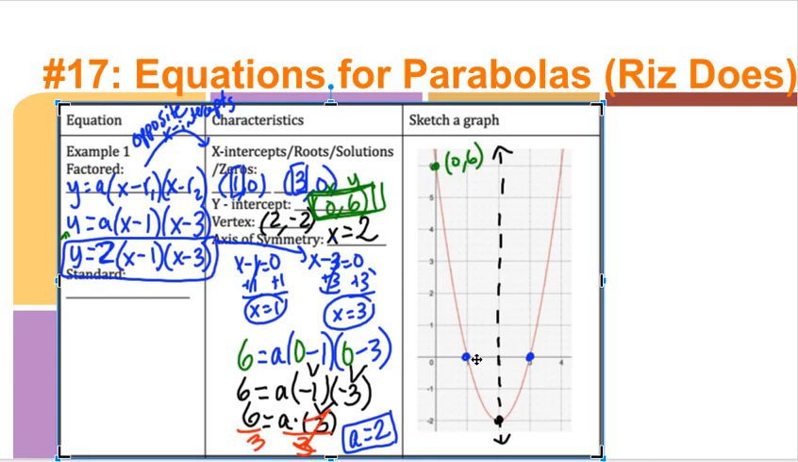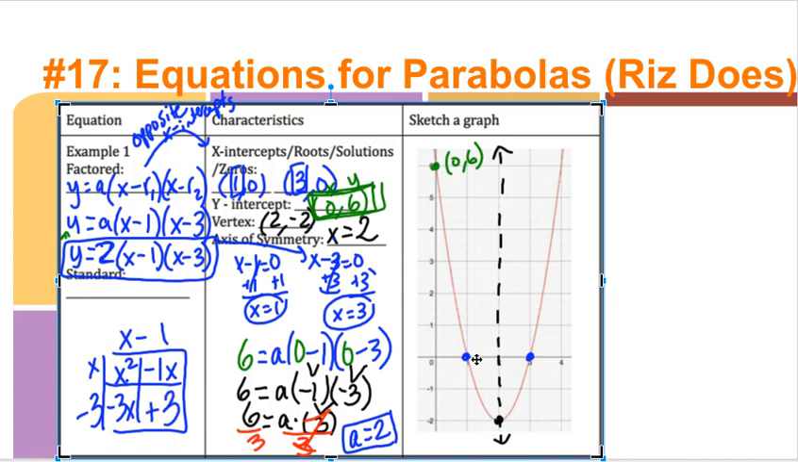Now if I want to write it in standard form, I can multiply x minus 1 by x minus 3. I'm going to use my box method that we learned a few lessons ago. So x times x, that makes x squared. x times negative 1 makes negative 1x. Negative 3 times x makes negative 3x. Negative 3 times negative 1 makes positive 3. And I recognize my like terms right here, negative 1x and negative 3x. So I know it's going to be y equals 2 multiplied by x squared minus 4x plus 3.